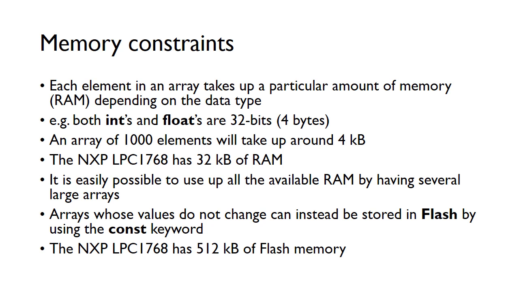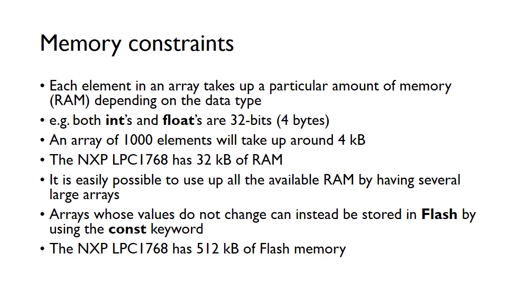Let's mention memory constraints, because each element in the array takes up a particular amount of memory or RAM, depending on the data type. Both ints and floats are 32 bits, so that's 4 bytes. For say 1,000 elements, that's not unreasonable, but it's going to be around 4 kilobytes of RAM. Now, the NXP LPC1768 has just 32 kilobytes of RAM. That's quite a big chunk of memory taken up just to store an array. If you've got multiple arrays, as in some applications, it's very easily possible to use up all the available RAM just in arrays.